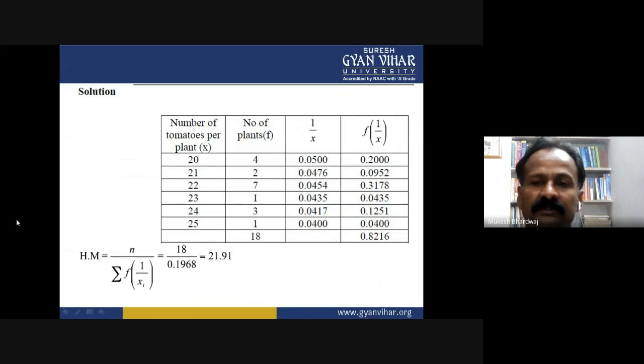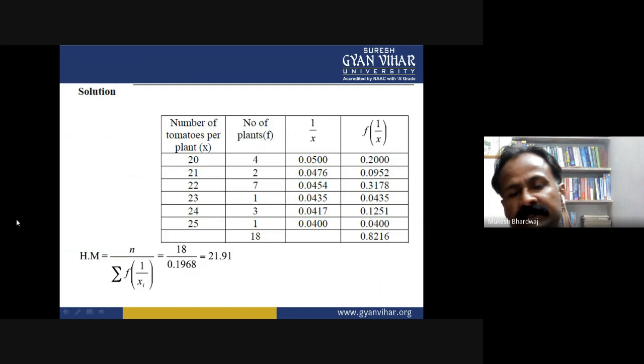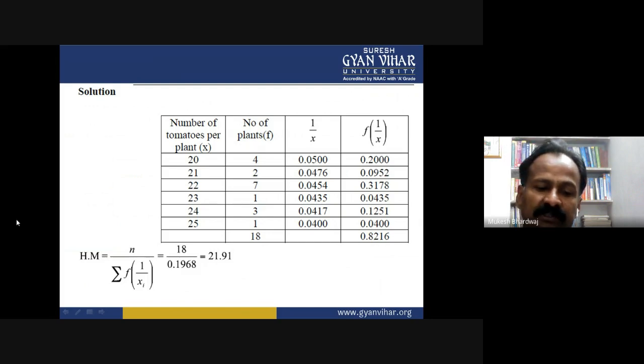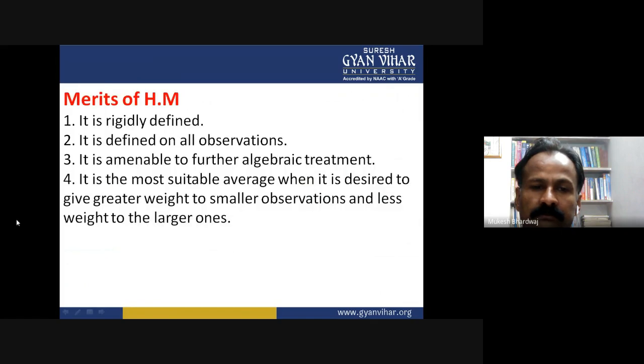The calculation of the harmonic mean is a little bit difficult because when you take the reciprocals of the observations, the values come out in decimal points, and while dealing with decimal values we need special care. We put all these values in the formula and get the result.